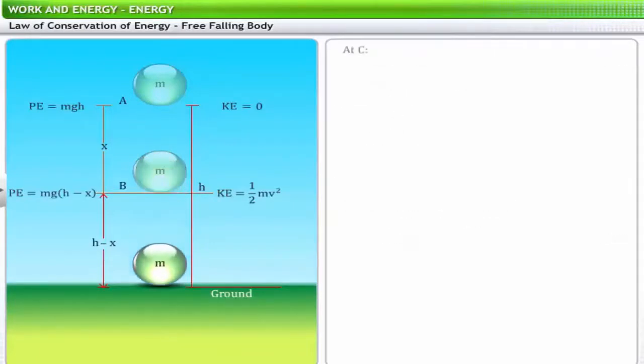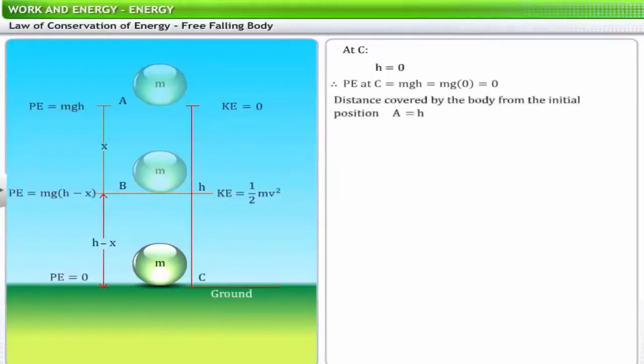When the body reaches the ground at point C, the potential energy is 0, since the height of this body from the ground is 0. At this point, the body has covered a distance h from its initial position A. Let the velocity of the body at C be v. Its kinetic energy at C is equal to half mv square.